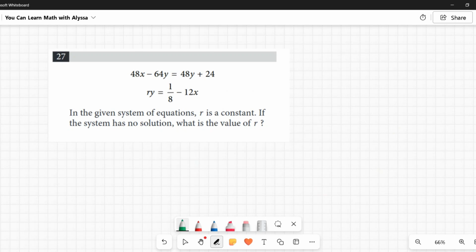Number 27. 48x minus 64y equals 48y plus 24, and r times y equals 1/8 minus 12x. In the given system of equations, r is a constant. If the system has no solution, what is the value of r?